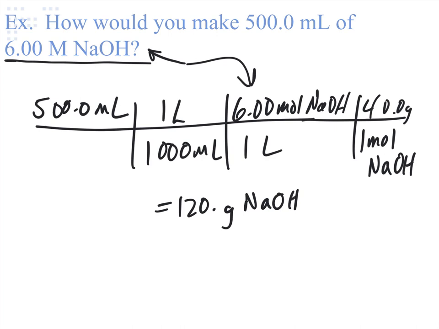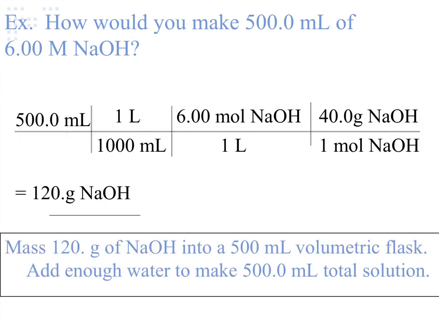So what I would do is I'd take out a balance. Because this question says, how would you make it? I would take 120 grams of NaOH, mass it on a balance, and then put it in a 500 milliliter volumetric flask, and I would add water until I got to the etched line. Or you could say add distilled water to the etched line, which would be even better. So down there on the bottom is the same kind of deal. Mass 120 grams of NaOH, put it into a 500 milliliter volumetric flask, and add to 500 milliliters total of solution.